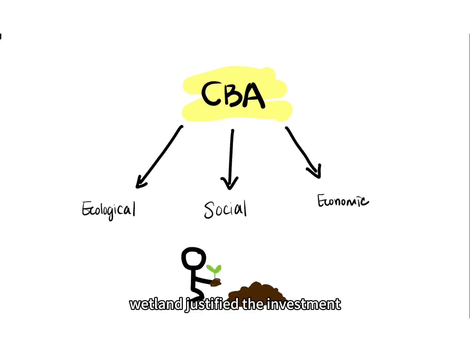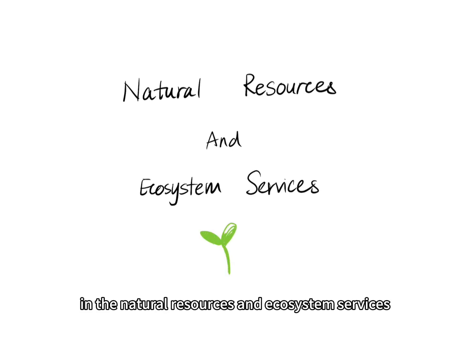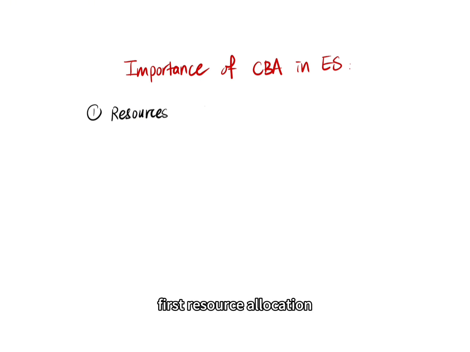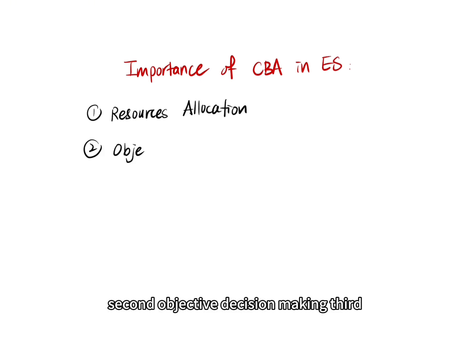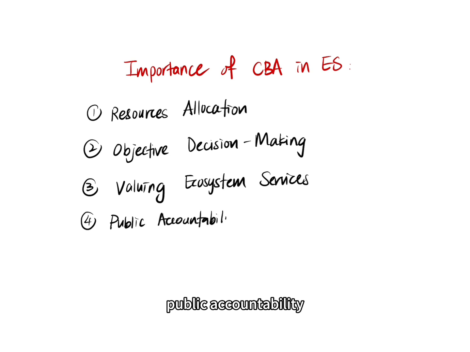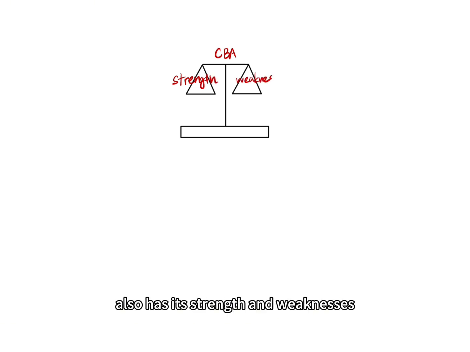the investment. But why is this analytical tool crucial in natural resources and ecosystem services valuation? Following are the importance of CBA. First, resource allocation. Second, objective decision making. Third, valuing ecosystem services. And fourth, public accountability. Besides the crucial roles of CBA, this valuation method also has its strengths and weaknesses.